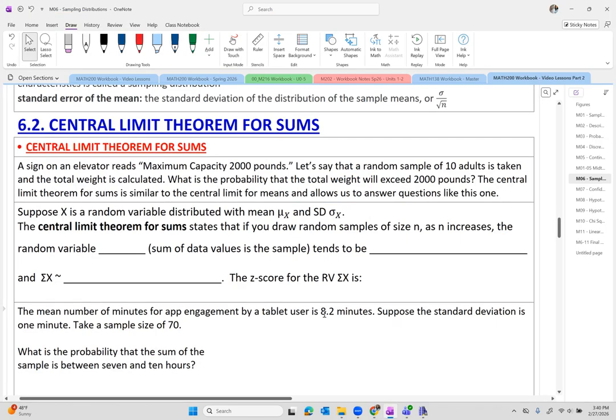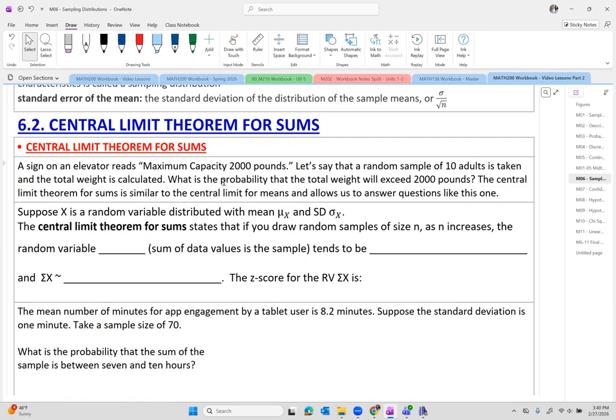An example of where we would want to use sums is, for example, when an elevator has a maximum capacity of 2,000 pounds, and we want to know if 10 adults will have an average total weight of 2,000 pounds or more. So the central limit theorem for sums has some similar applications and allows us to answer questions like this one.